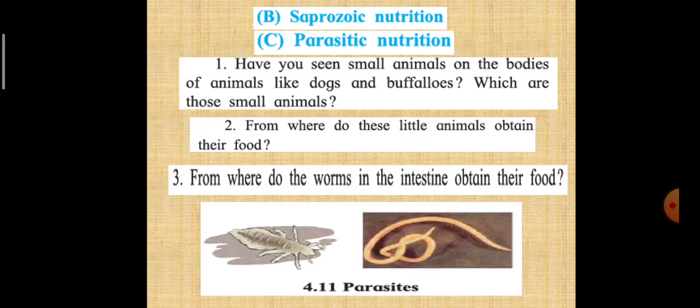And some animals like tapeworms and roundworms live inside the body of other animals and obtain their food. This is endoparasitic nutrition, and these animals are known as endoparasites since they are living inside the body of another animal. Thank you.